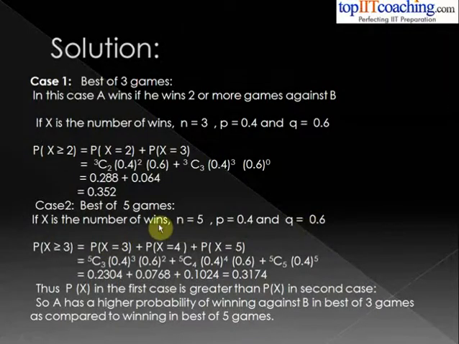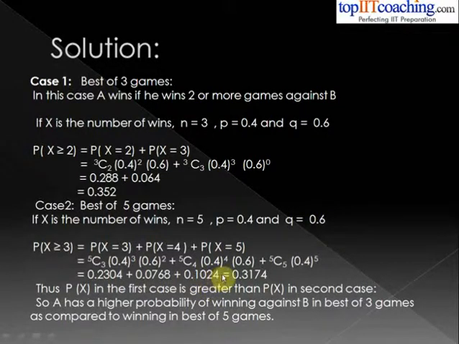So for A to win, we should at least win 3 games. So P of x greater or equal to 3 would be equal to P of x equal to 3 plus P of x equal to 4 plus P of x equal to 5. For this we get 5c3 into 0.4 cube into 0.6 square plus 5c4 into 0.4 to the power 4 into 0.6 plus 5c5 into 0.4 to the power of 5. This is equal to 0.2304, this is equal to 0.0768 and this is equal to 0.1024.